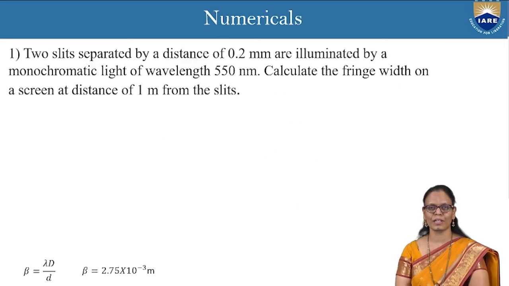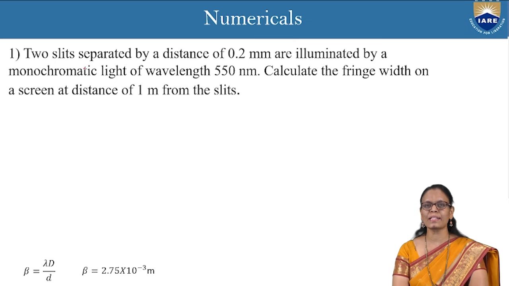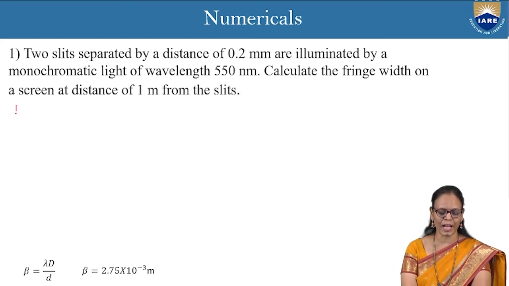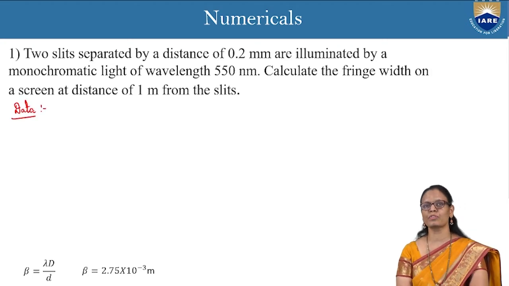Now coming to the first numerical. Two slits are separated by a distance of 0.2 millimeter and they are illuminated by a monochromatic light of wavelength 550 nanometer. Calculate the fringe width on a screen at a distance of 1 meter from the slits. Whenever we get a numerical, the first thing we have to do is write the data given. What is the data given and what we have to find?